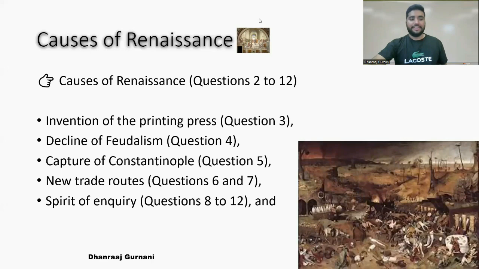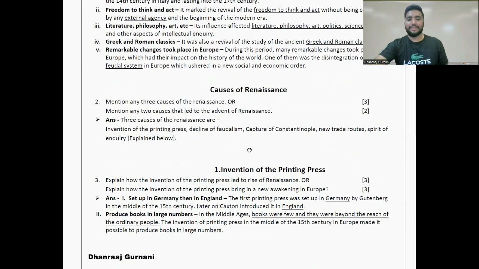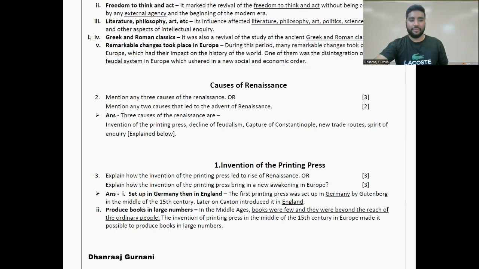Moving to causes of Renaissance, question numbers 2 to 12. We'll be studying the following causes, each in detail from short as well as long answer point of view. Invention of the printing press, decline of feudalism, capture of Constantinople, new trade routes, and the spirit of inquiry. Let's see causes of Renaissance, question 2 onwards.